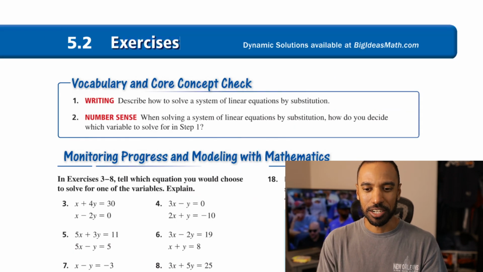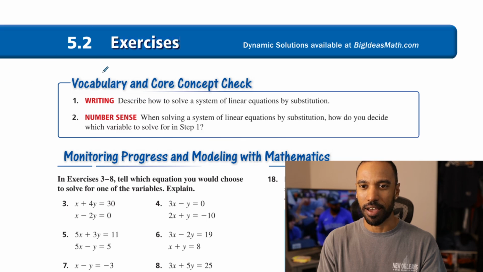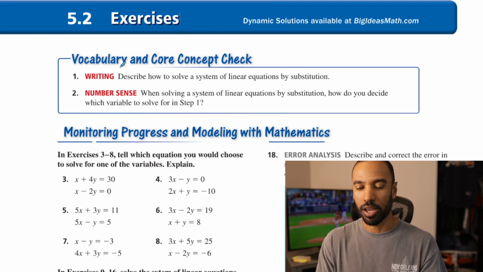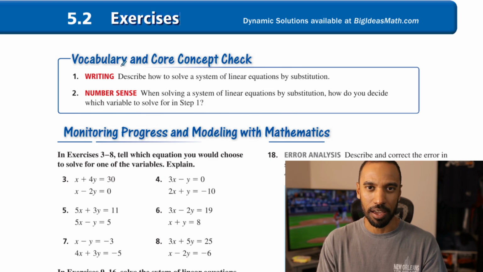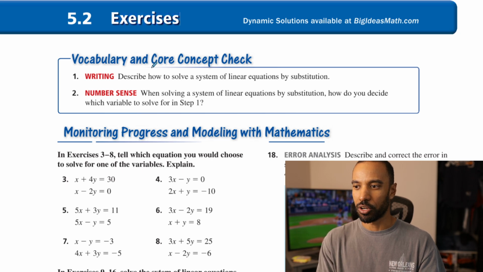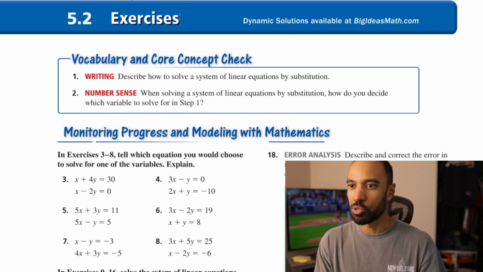Hey guys, that's the end of the lecture portion there. Those go relatively fast as long as we're good on the algebra things. Let's look at the vocabulary and core concept check, and then we have up to number 35 to complete. Number 1 on writing, describe how to solve a system of linear equations by substitution.